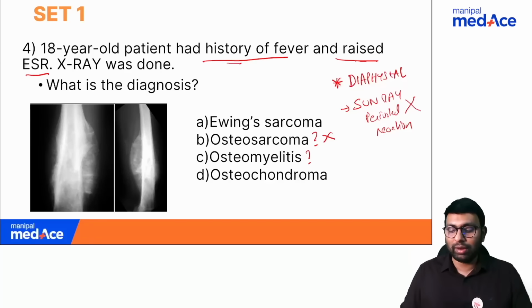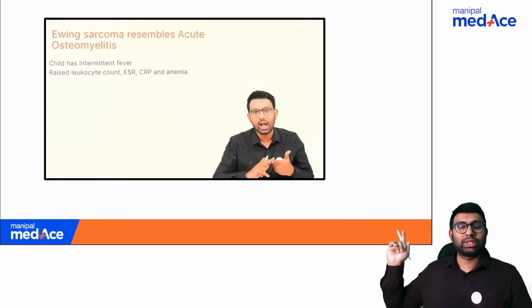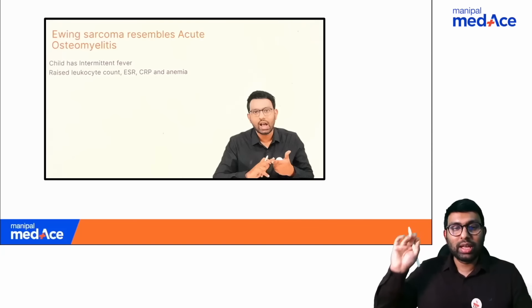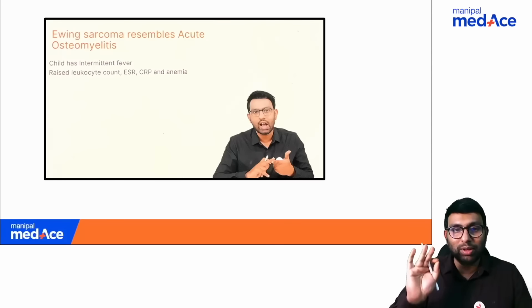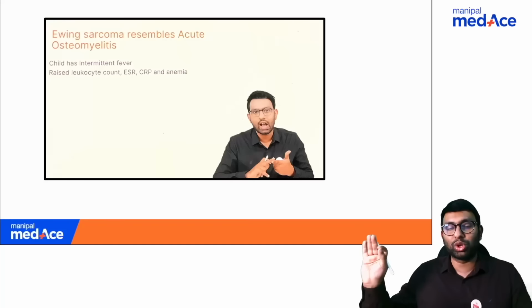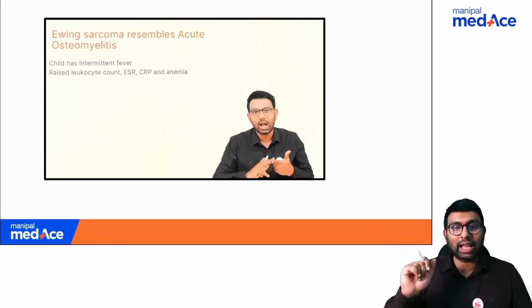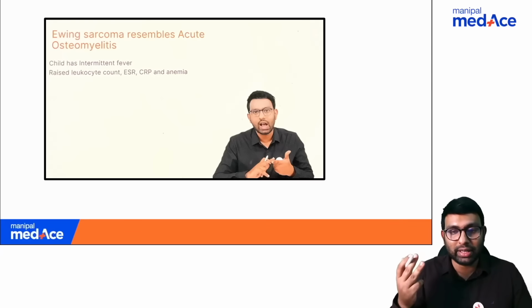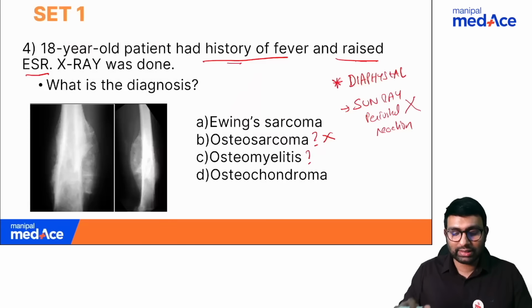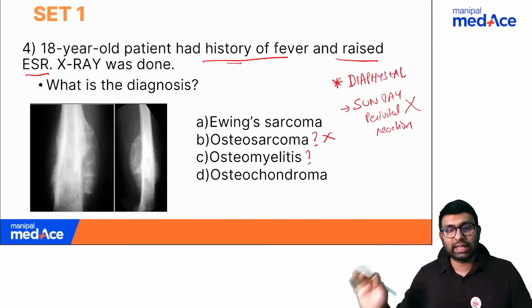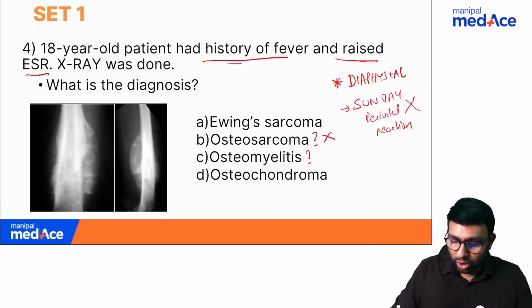If you remember my video lectures, this slide was there in my video lectures where I told you that in Ewing sarcoma, there will be features that resemble acute osteomyelitis. Patient might have an increased ESR, an increased CRP, patient may have anemia, patient may have intermittent fever. So even in this history of fever, raised ESR is not osteomyelitis.